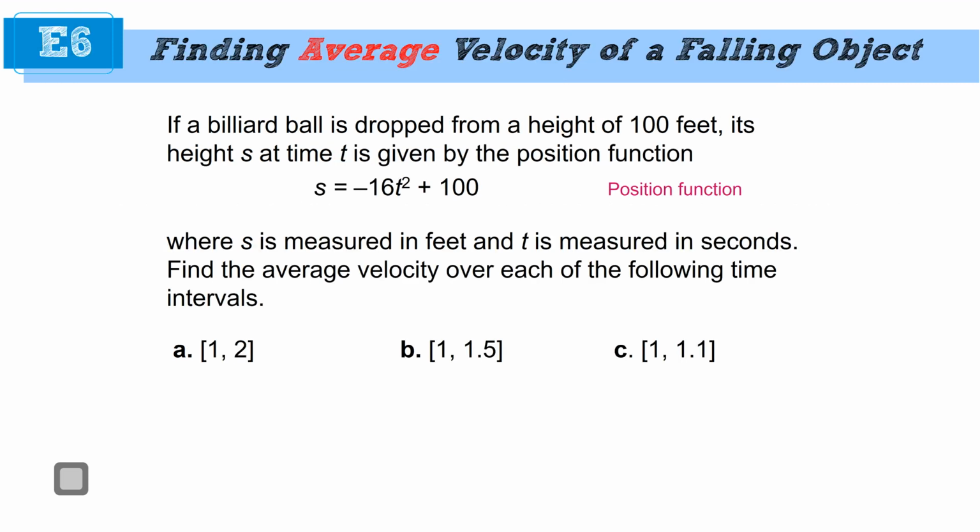So we'll start this. I've got a position function. Okay, now, I'm dropping a billiard ball from 100 feet. And the position function is given by that. Eventually, we'll be calculating those functions on our own, but I'm giving it to you in this case. This is the most frustrating thing for me.